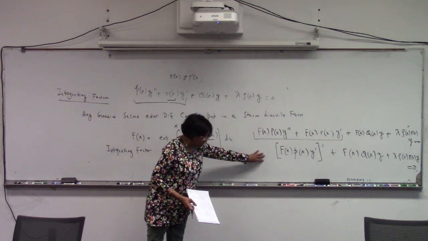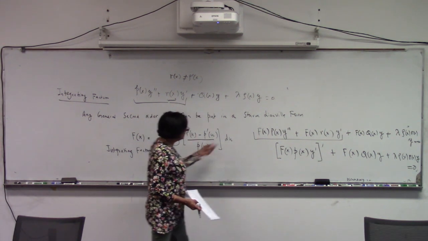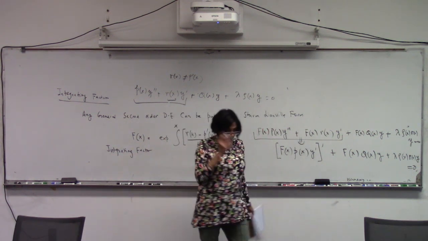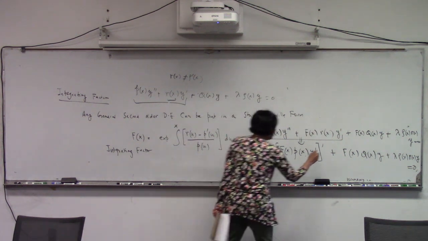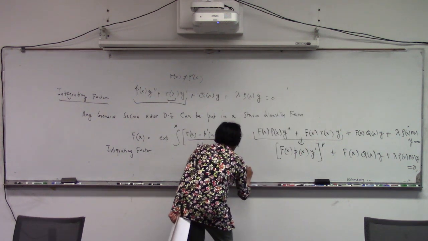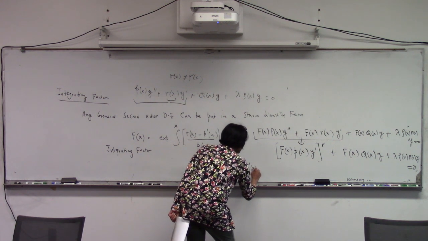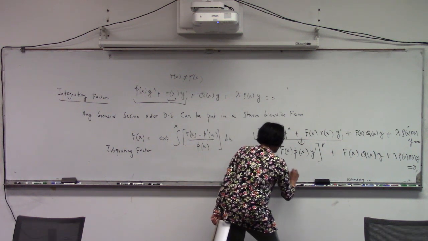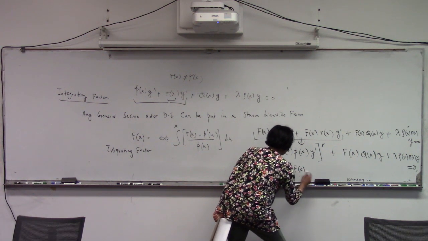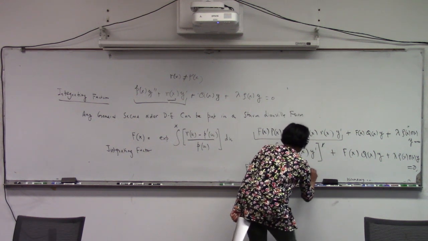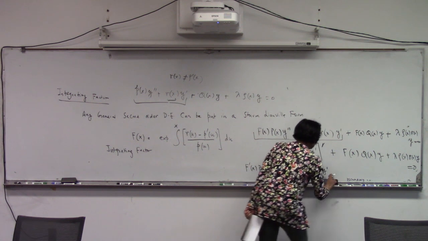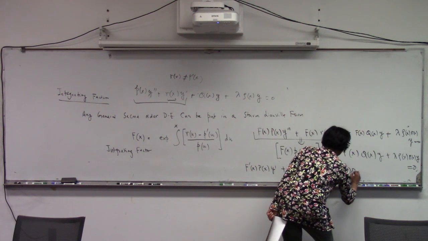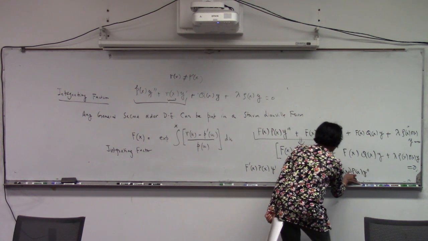This is what I'm trying to claim, that if I multiply this to my original differential equation, I should be able to collapse it into that. Let's try to understand what this term is. What is the derivative of this? F prime of x, p of x, y prime, that's the first term, plus the rest is the same.